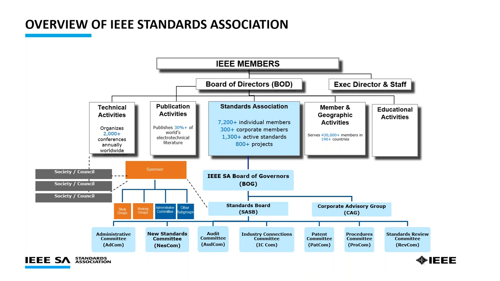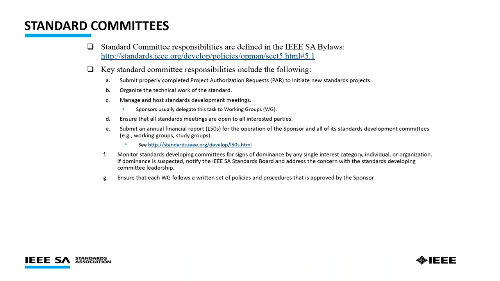So this is about the overall organizational structure of IEEE from the standards perspective. And as I mentioned, the standards committees, they are substructures under the IEEE TA technical activities societies or council, and they are also equivalent to other SDOs, TC or study group.